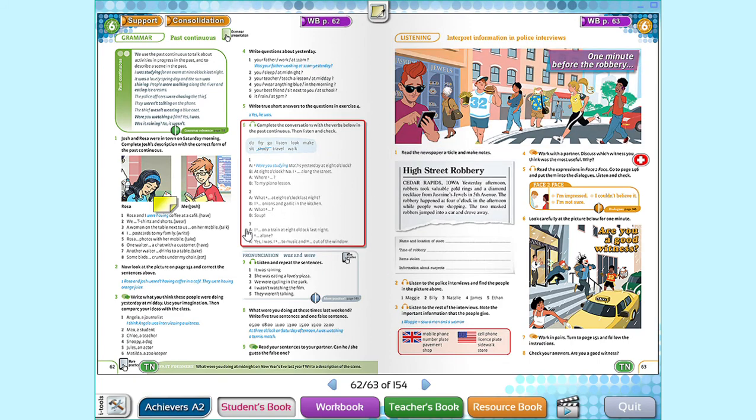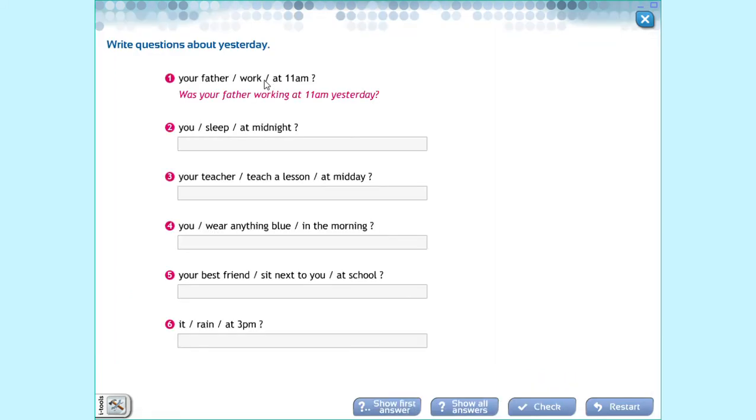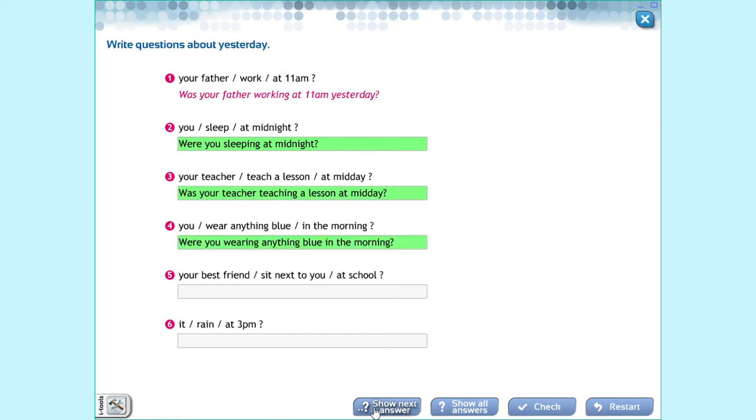And let's go forward to number 4 exercise. Write questions about yesterday. So we have the first example. Your father worked at 11 a.m. So was your father working at 11 a.m. yesterday? Number 2. Were you sleeping at midnight? Number 3. Was your teacher teaching a lesson at midday? Number 4. Were you wearing anything blue in the morning? Number 5. Was your best friend sitting next to you at school? Number 6. Was it raining at 3 p.m.?